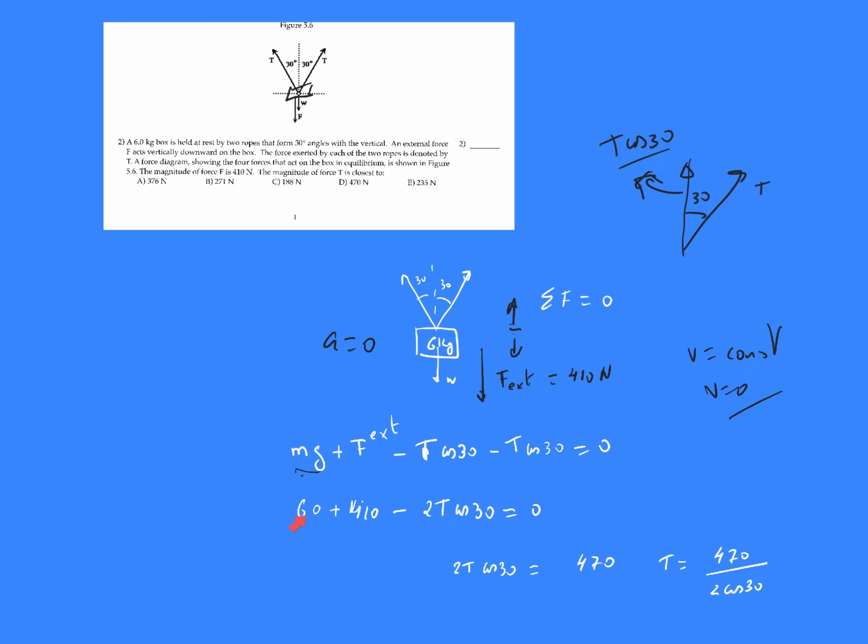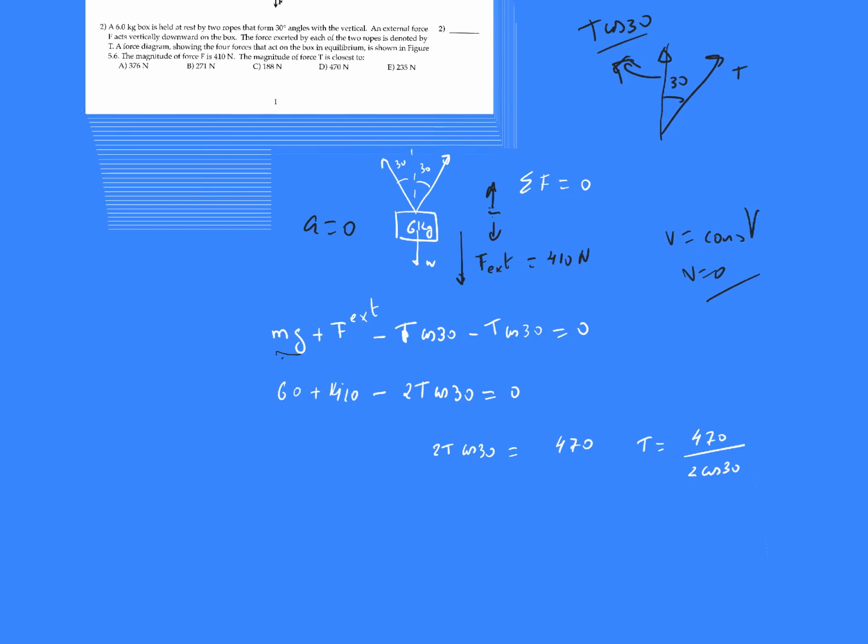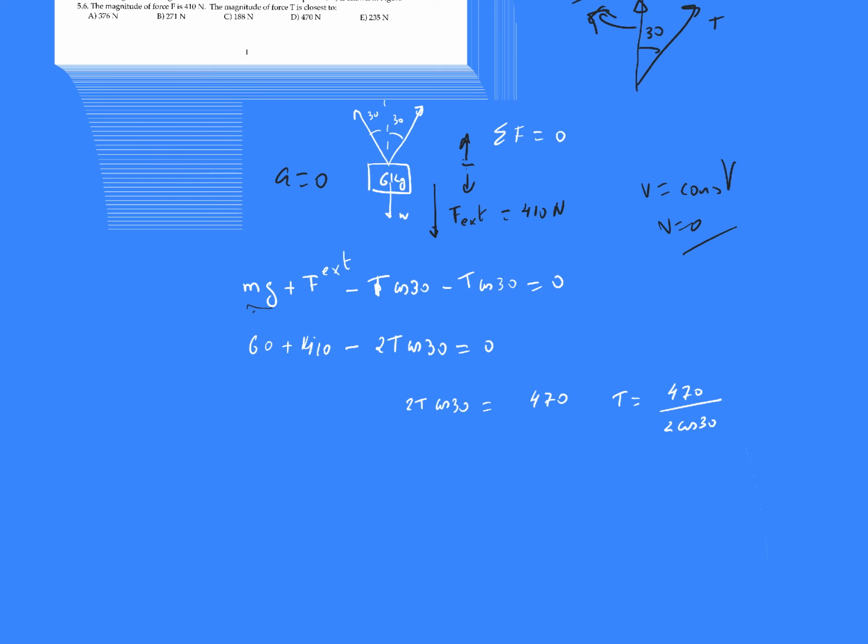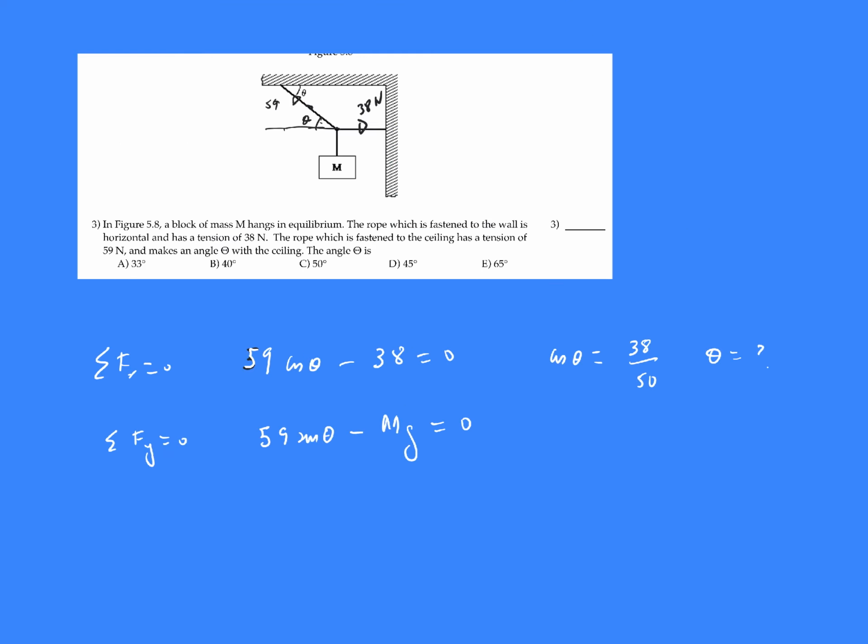So mg: the mass is 6 kilograms times 10, which is 60. The external force is 410 going downwards. Minus T cosine of 30 minus T cosine of 30 is minus 2T cosine of 30. So 2T cosine of 30 is 410. So T is 410 divided by 2 cosine of 30. You calculate what the tension is. Okay, let's go to the next problem.